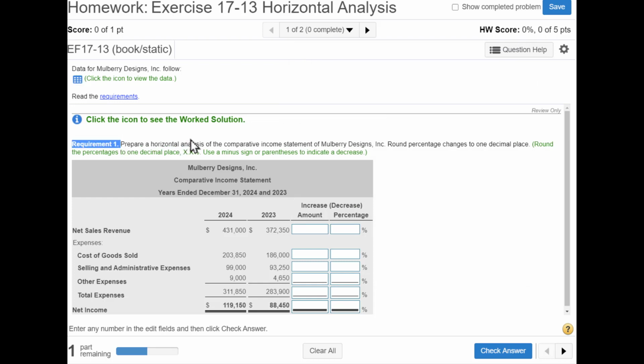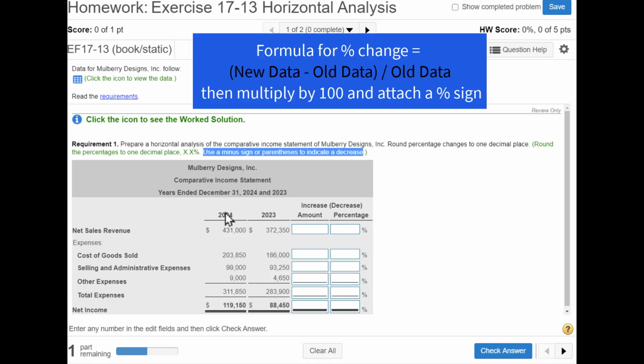Requirement 1. Prepare a horizontal analysis of the comparative income statements of Mulberry Designs Incorporated. Now this is important. Round percentage changes to one decimal place. For example, x.x percent. Use a minus sign or parentheses to indicate a decrease. Our formula for percentage change is new data, which would be 2024, minus the old data, which is 2023, divided by the old data, which is 2023. But first, we need to figure out the increase amount or the decrease amount, which means take new minus old.